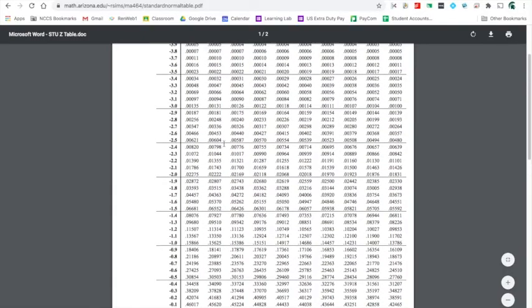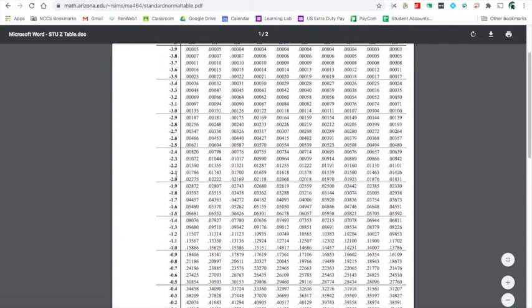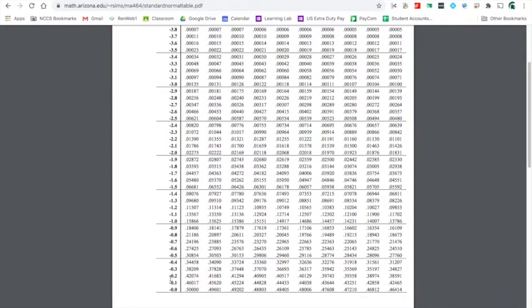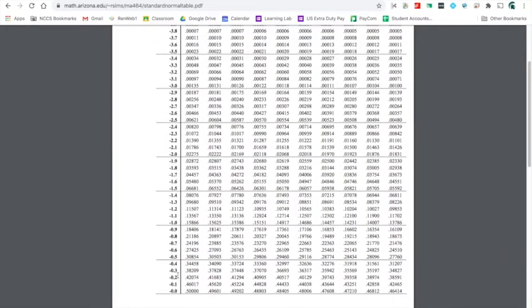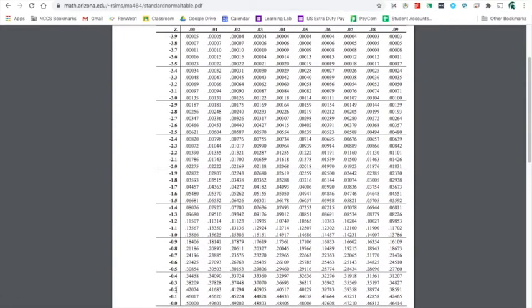If now we go back to the first page of the table where we have negative z-scores, we want negative 0.24. So we're going to go down to negative 0.2, and then let's see if I can get the top row in this screen. There we go. So negative 0.24, right here, 0.40517 is our probability for less than.